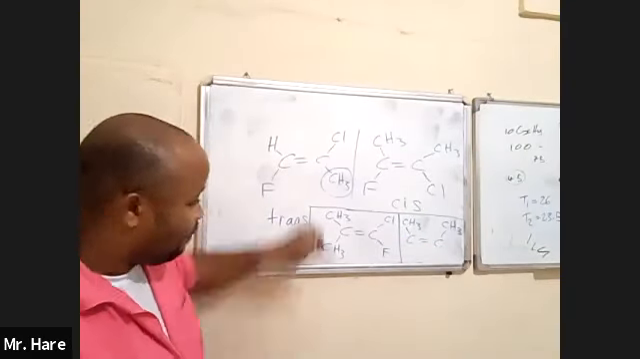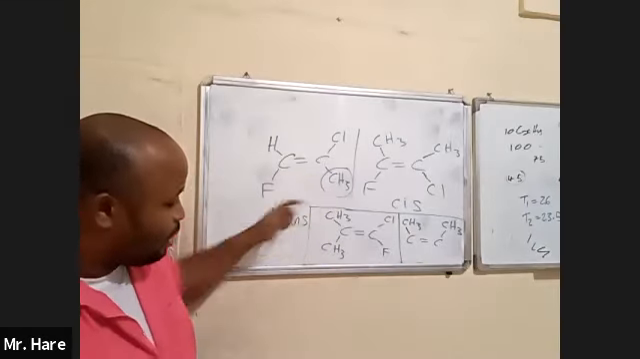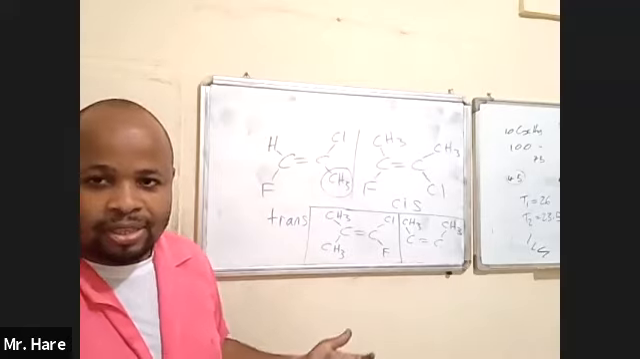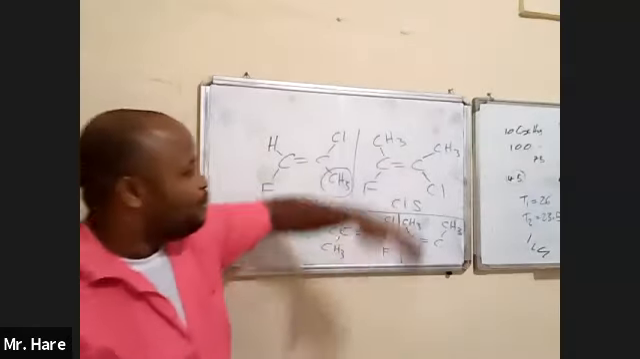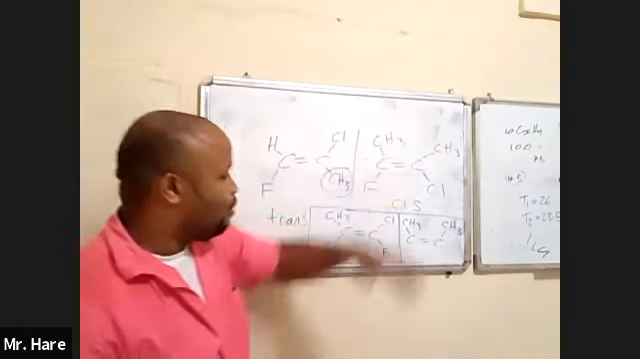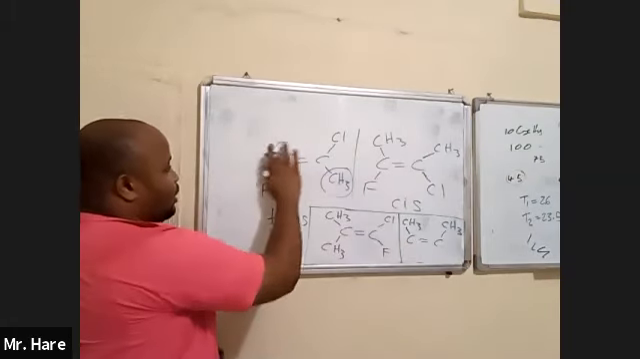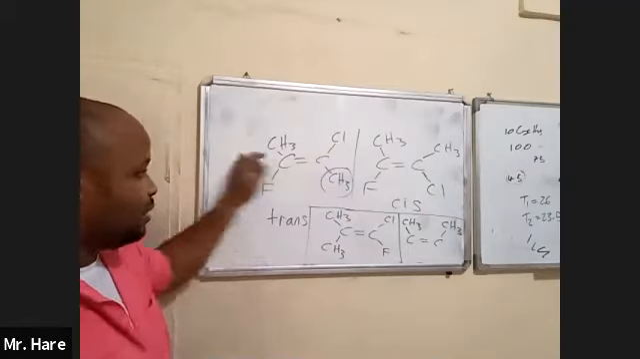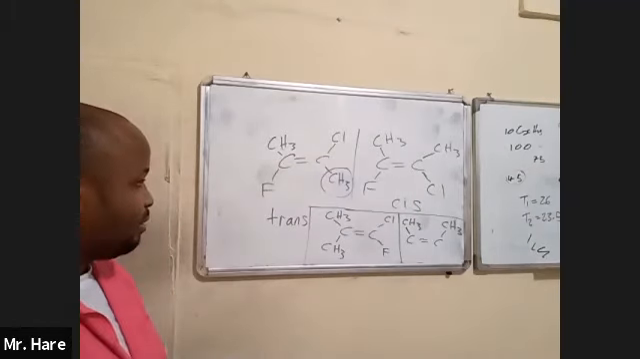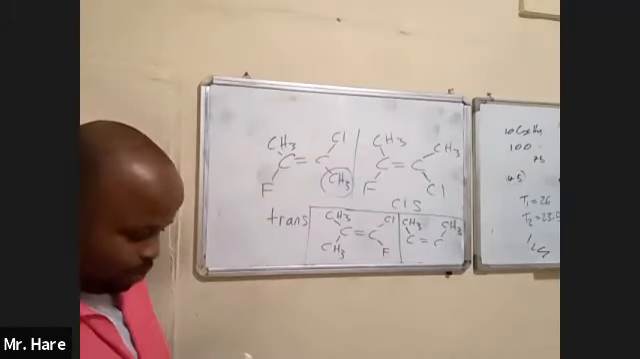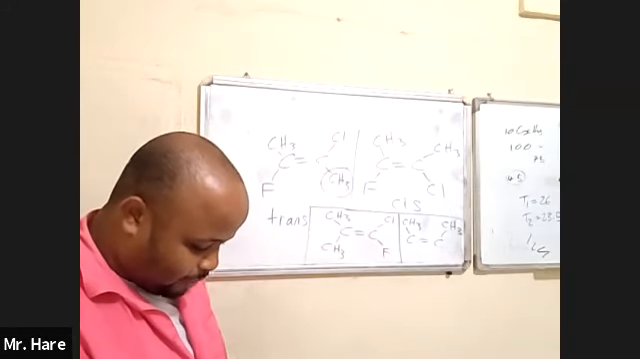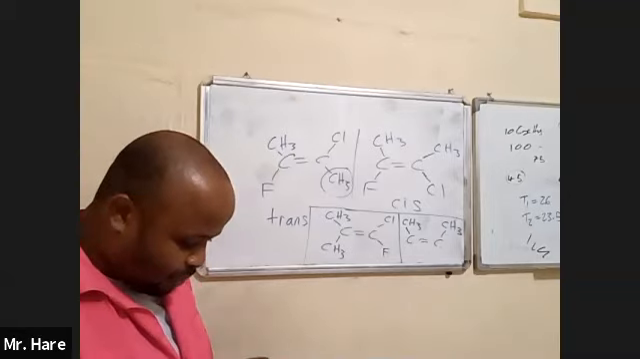And the next thing, if the groups are on the same carbon atom, then we still cannot get cis or trans. Because for cis, they must be on the same side of the double bond, and for trans, they must be across from each other. All right? So with this said, let me put my compound A, and you tell me if it exhibits cis-trans isomerism.